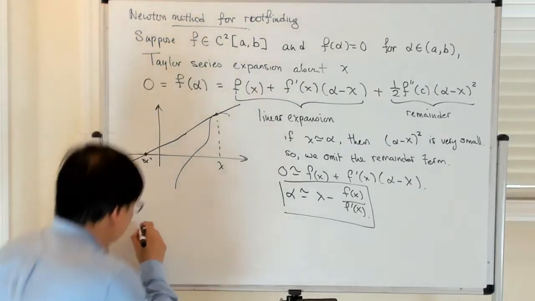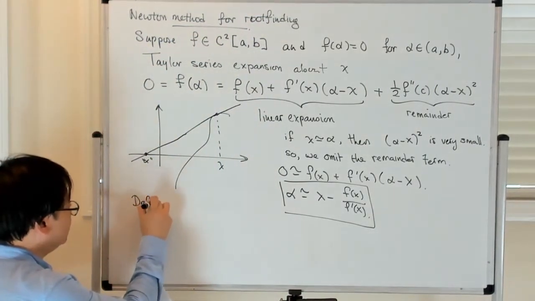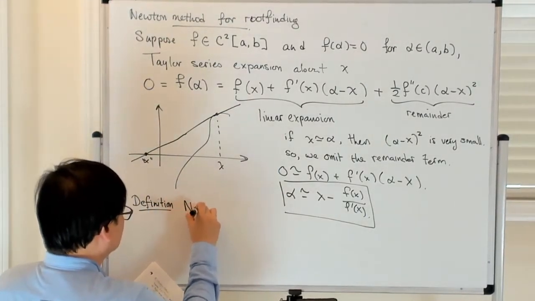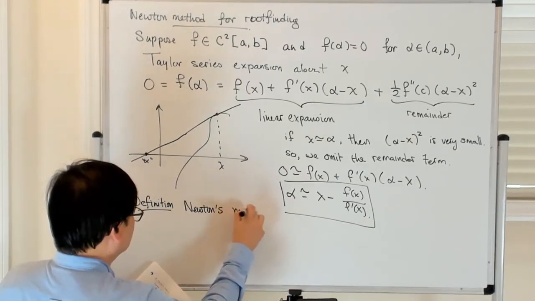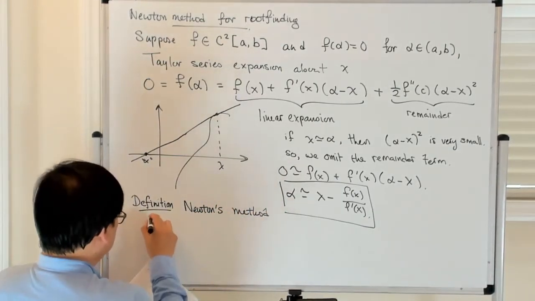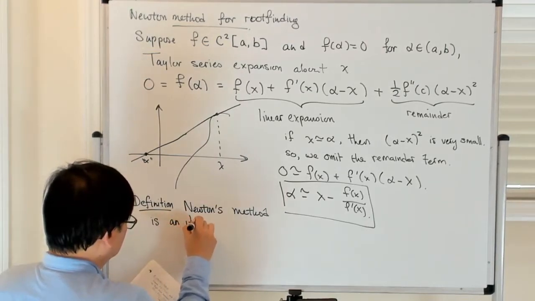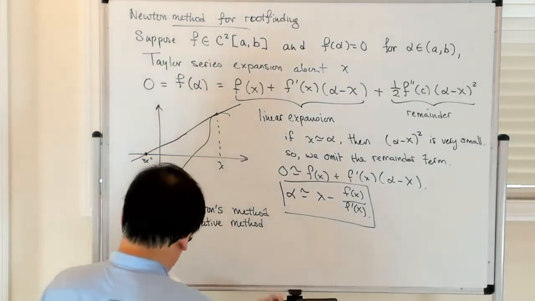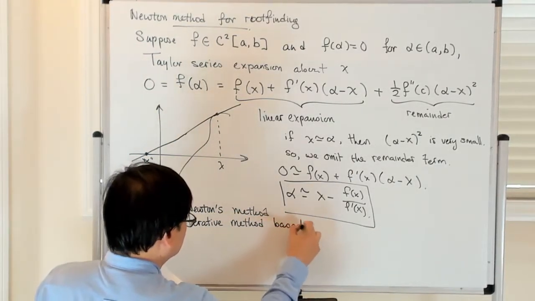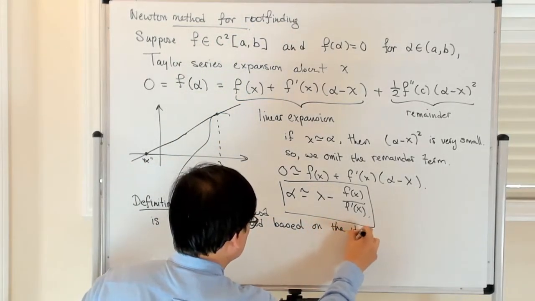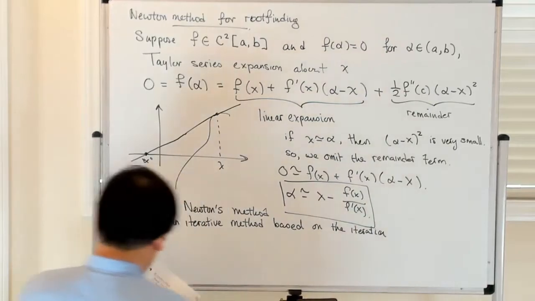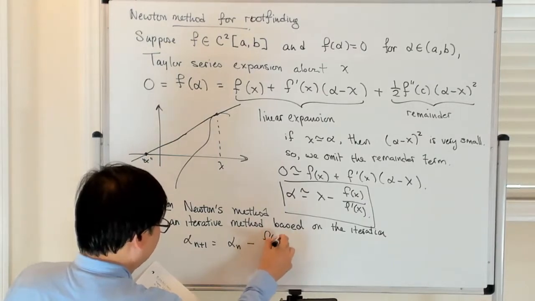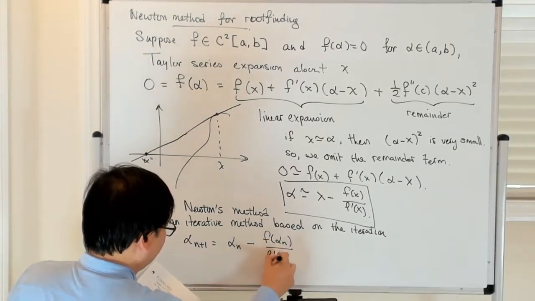Okay, so let me give you the definition then of the Newton method. So the definition is as follows. Newton's method is an iterative method based on the iteration alpha n plus 1 is equal to alpha n minus f of alpha n over f prime of alpha n.